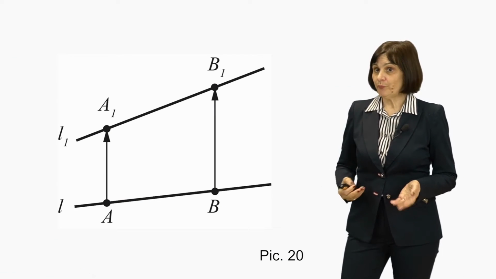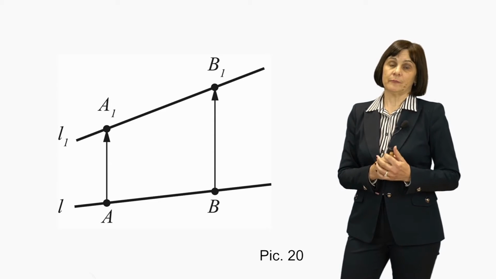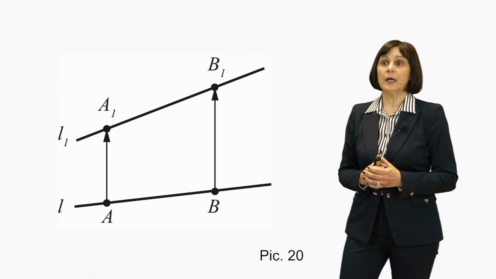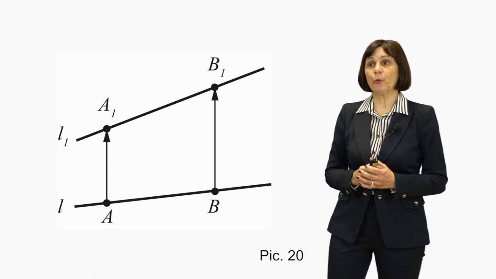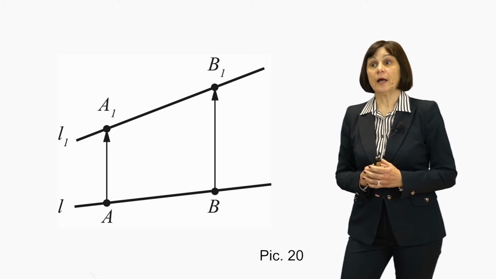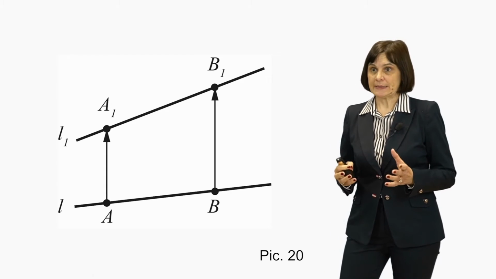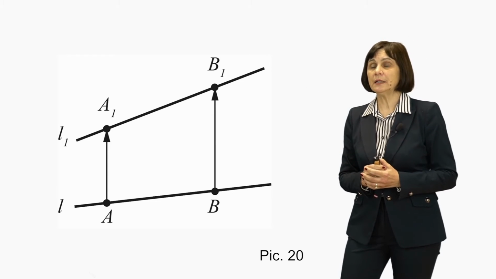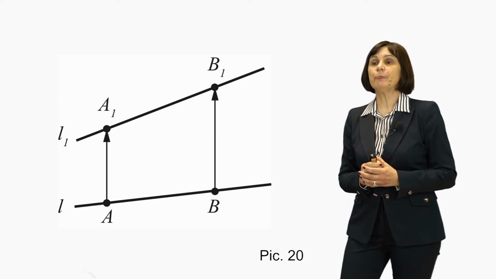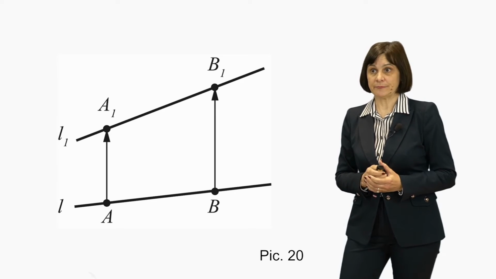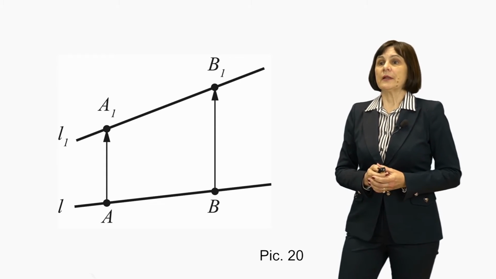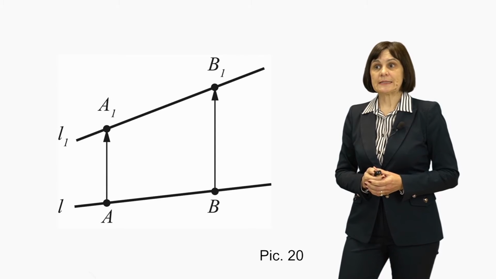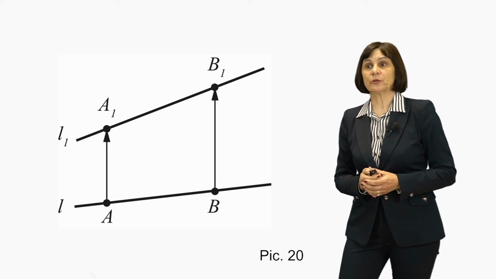And now let us talk about the position of a point on a line in space. On this drawing, we have a line L and a point A on it. The line with the point is located on the horizontal plane.